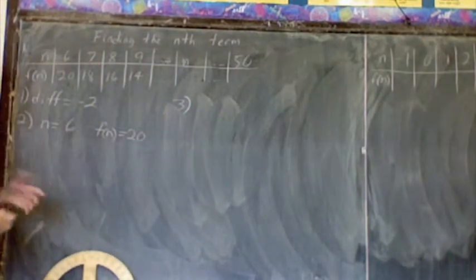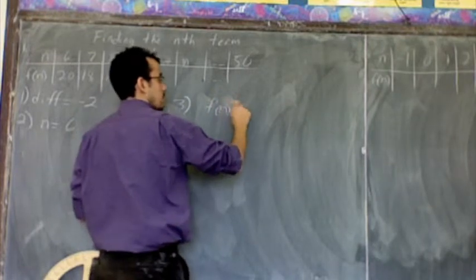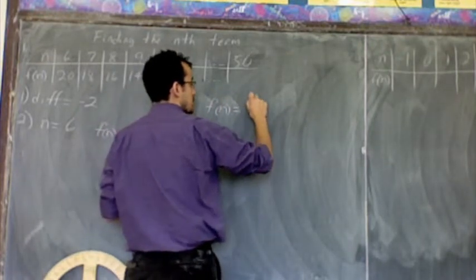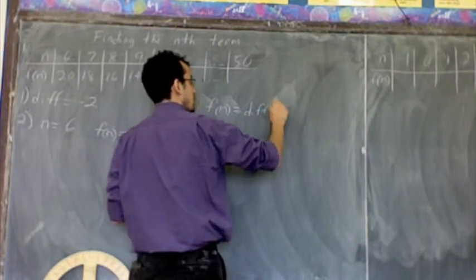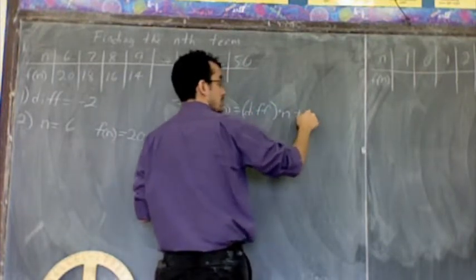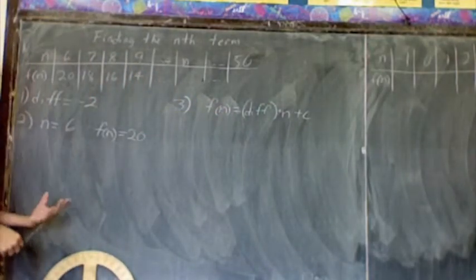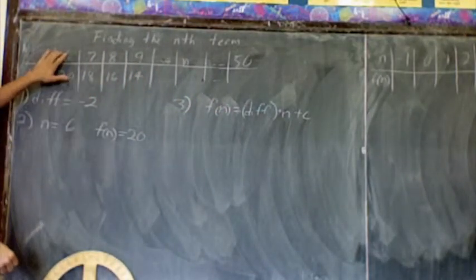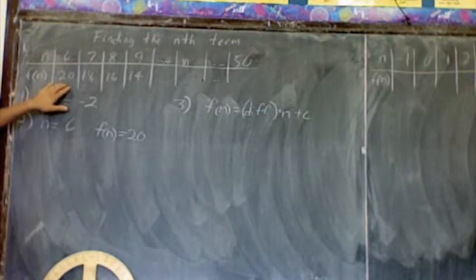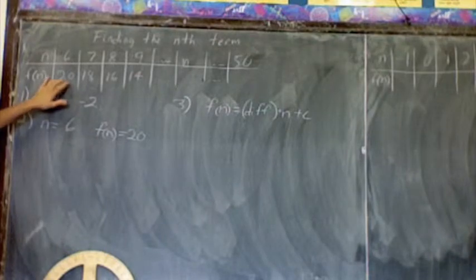Step 3. Now there's a formula, and this formula is f of n, the function value, is equal to the difference times n plus c, which is some constant. Okay? We're going to solve for that c. Because right now, if I just do -2 times 6, it gives me -12, and that's not what I want. Okay? There's some adjustment factor. I have to do something after that to get to 20.